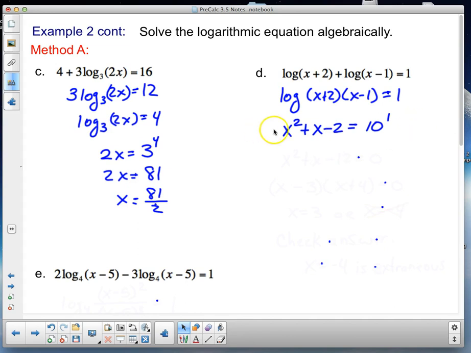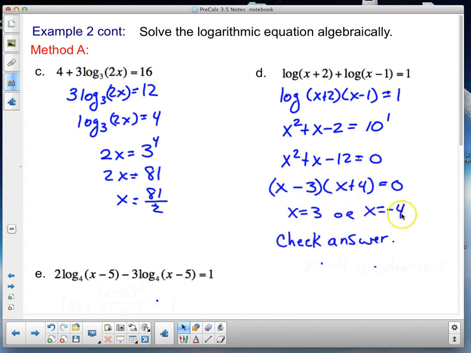I'm going to subtract 10 on both sides, get everything on the same side. So I've got this situation, x squared plus x minus 12. Well, I should be able to factor this as negative 4 and 3 or negative 3 and 4. The bigger one's got to be positive, so I find it's x minus 3 and x plus 4. Now I evaluate these, and I go, okay, x is 3 or x is negative 4, and I should check the answer.